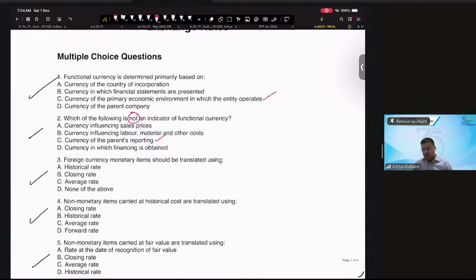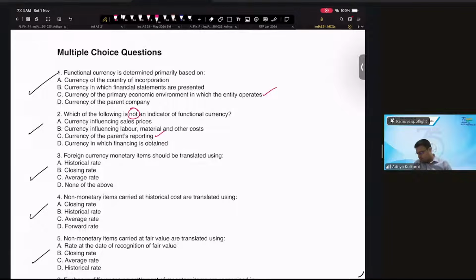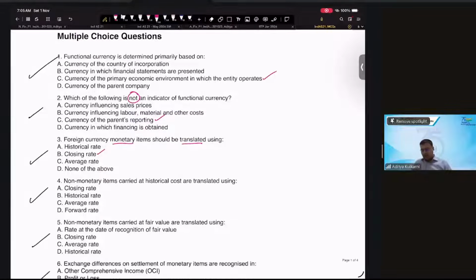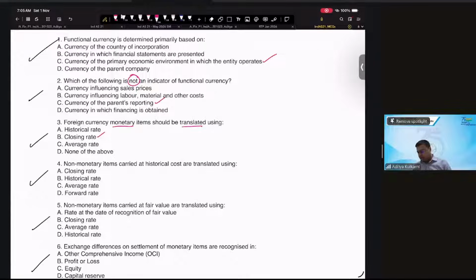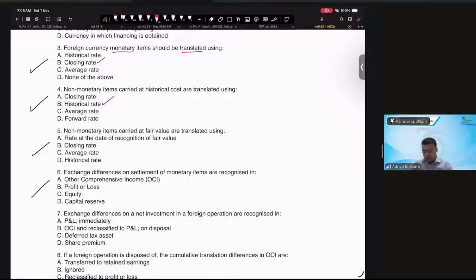Foreign currency. Question 3. Foreign currency items translated using closing rate. Yes. When we say translated, this means it's already recognized, and at the closing rate, you just do a translation. I mean, that is how we typically interpret it. Okay. Question 4. Non-monetary items carried at historical cost are translated using historical rate. B. Everybody is okay with this? Yes, sir. Yes.